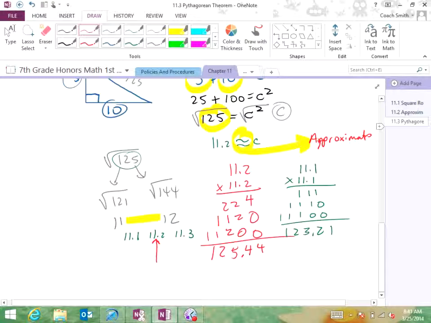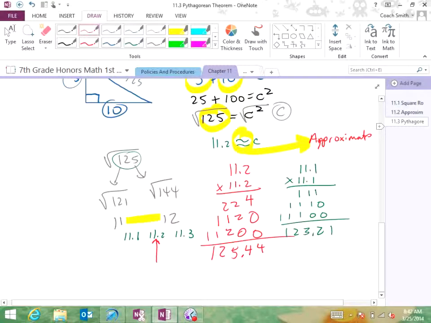Huh? Well, you really need to get in the habit of putting that, because the answer is not 11.2. Okay, that's as close as we need to get right now. But you don't need to understand that, in other words, when we squared everything, we didn't get 125.44.